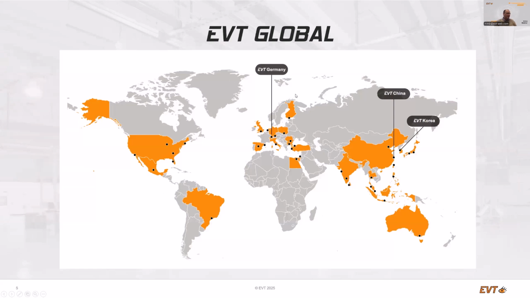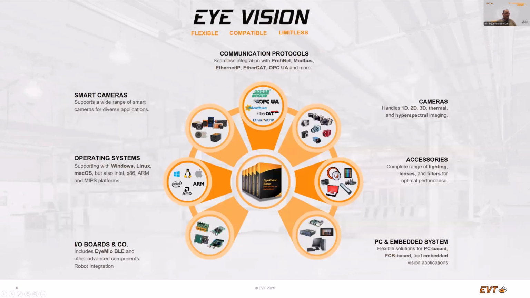EVT is located in Germany. The headquarters is in Karlsruhe, where we are today, or where the webinar is held today. Then we have EVT China in Shanghai, which supports the Chinese and Asian market, and EVT Korea, which supports mainly the Korean and Japanese market. And around the world, we have different distributors.